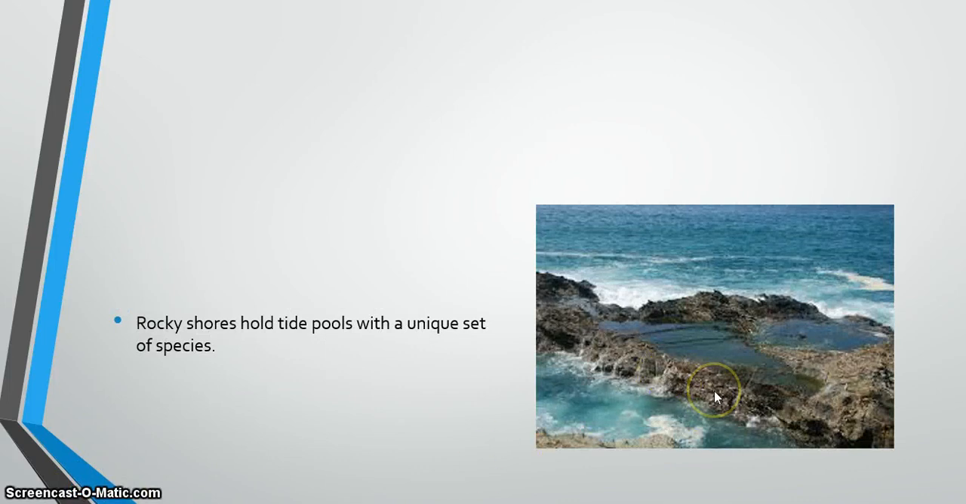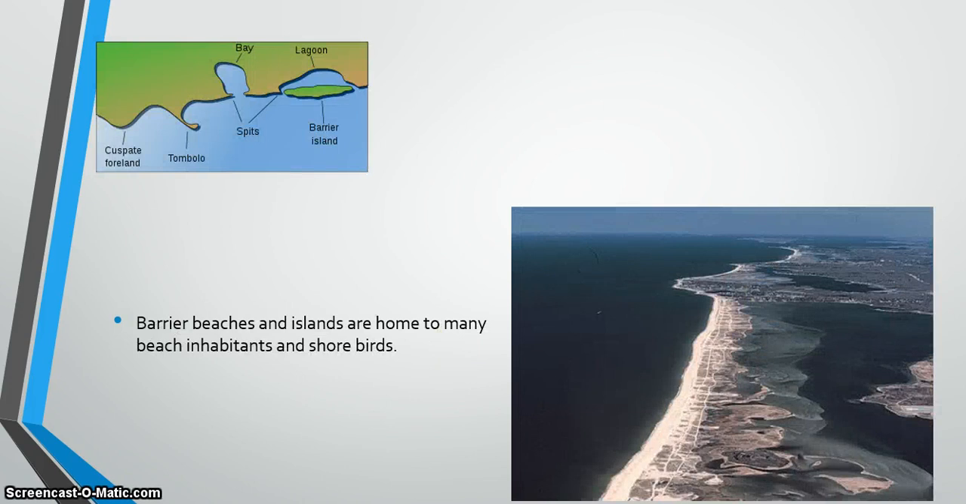Rocky beaches like this often have tide pools. When the tide goes out, it leaves behind pools of water, and that supports a unique set of plankton and other small organisms. On the coastline, we also have barrier beaches where sand is deposited parallel to the shoreline. And these support many different types of shells and shorebirds.